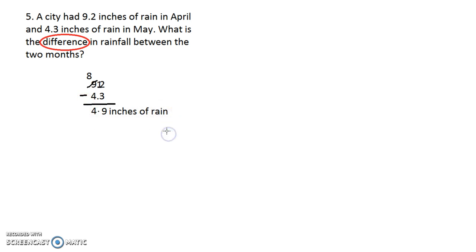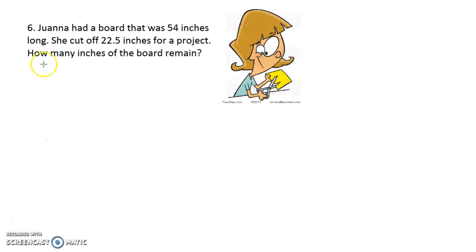Almost there. All right, number 6 says Joanna, or Juana, I'm not sure how to say that name, had a board that was 54 inches long. She cut off 22.5 inches for a project. How many inches of the board remain? So imagine this girl right here. She's cutting a project, right? It's 54 inches long. And then she cuts off 22.5. So if she's cutting it off, we are going to be doing a subtraction problem.